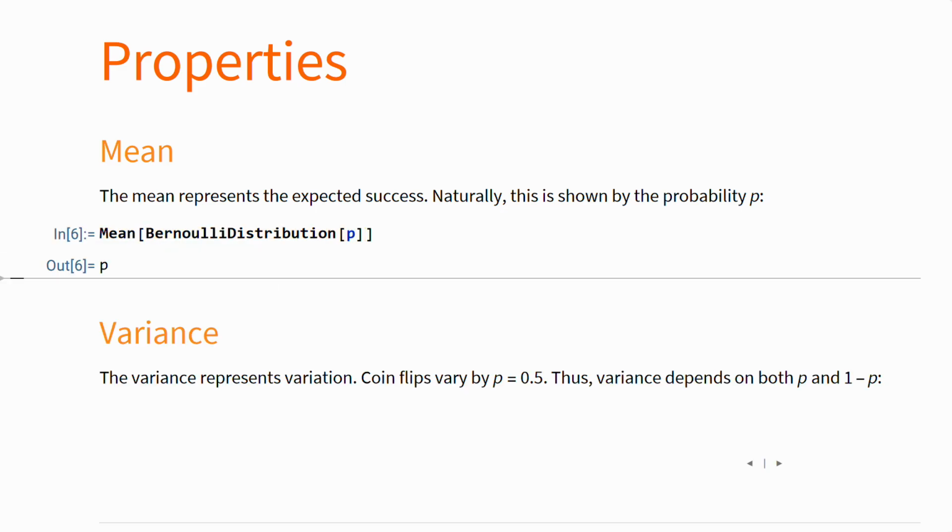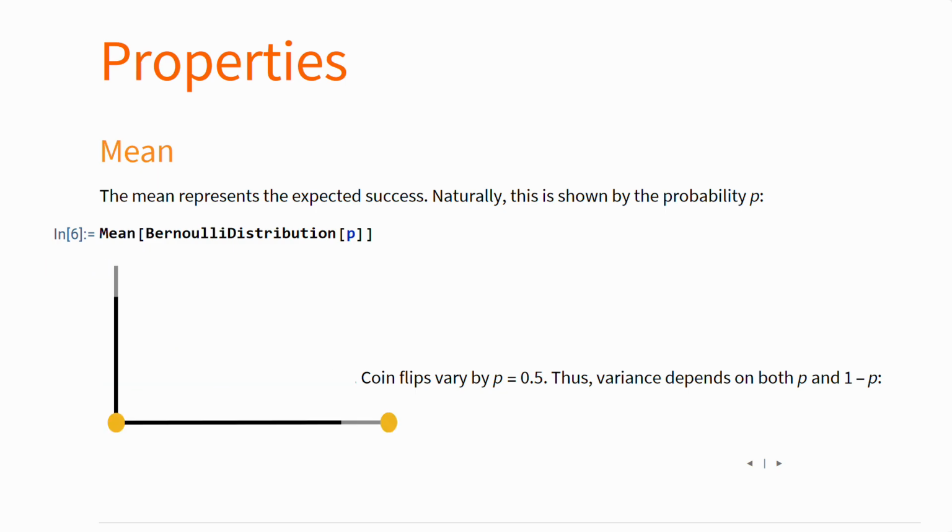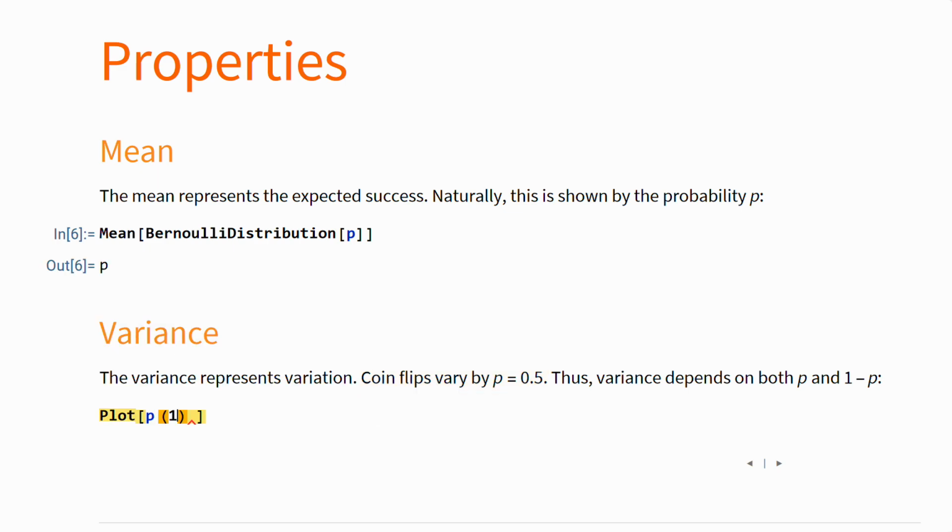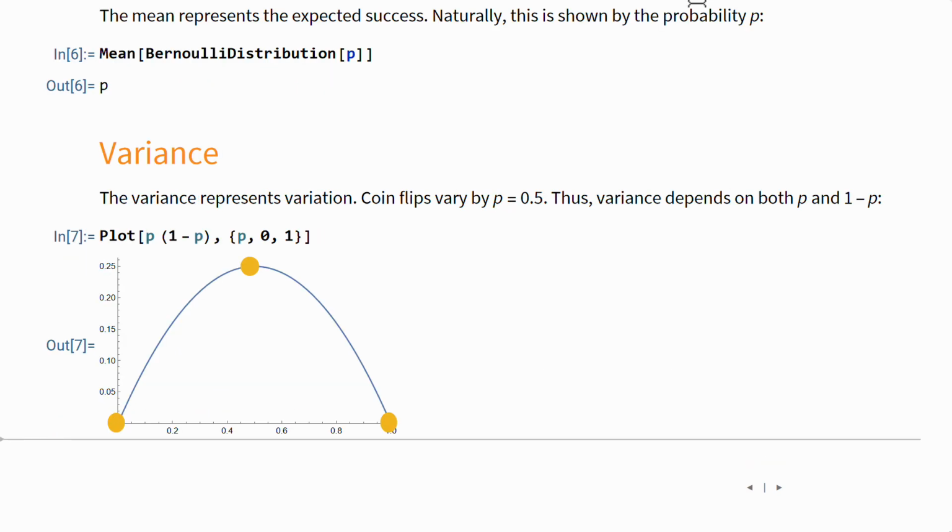What about the variance, representing variation? Well, if the probability of success is 1 or 0, then the outcome never varies. So the variance should be 0 at those points. If, however, p is equal to 0.5, like a coin flip, one would expect the most variation. If you plot the function p times 1 minus p, you get a curve that fits those requirements. And indeed, this is the variance of the Bernoulli distribution.